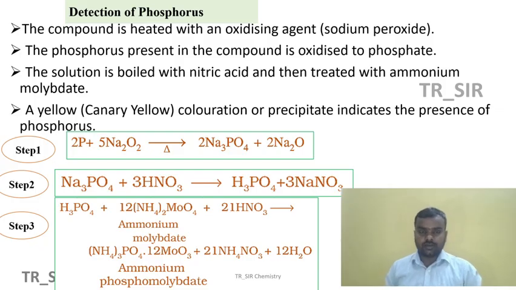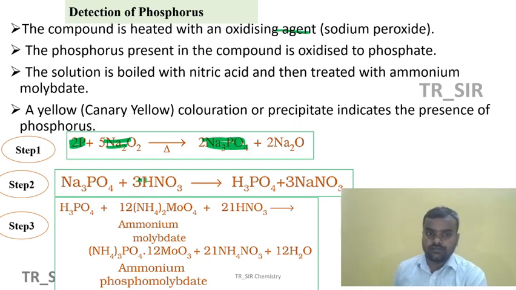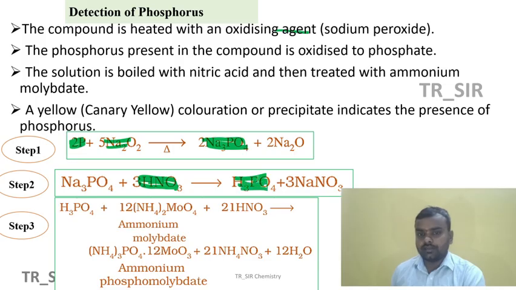Now detection of phosphorus. The compound is heated with an oxidizing agent, let us say sodium peroxide. You can see here phosphorus organic compound. When we are treating with the sodium peroxide, first sodium phosphate will be forming. The sodium phosphate is acidified with concentrated nitric acid, forming phosphoric acid.